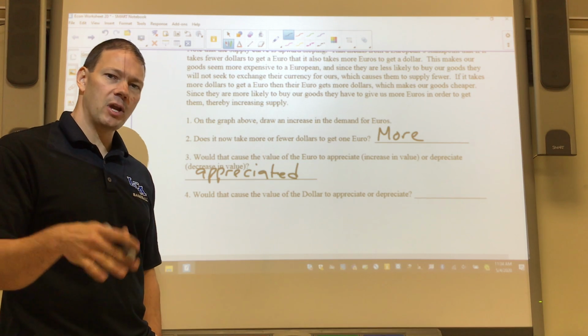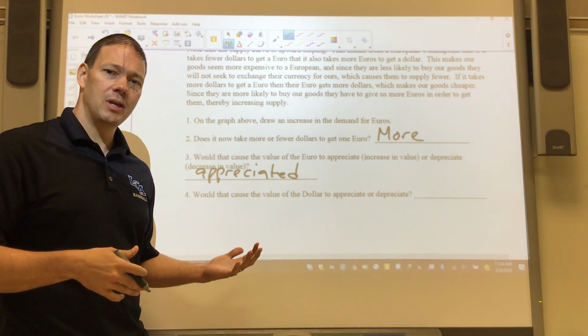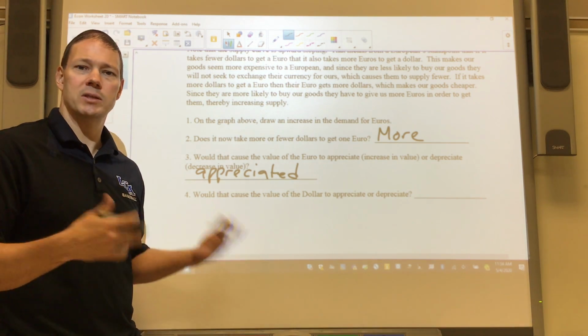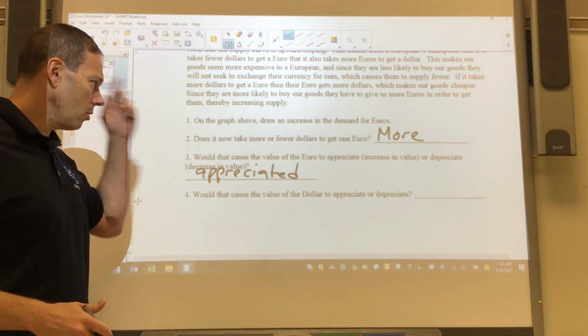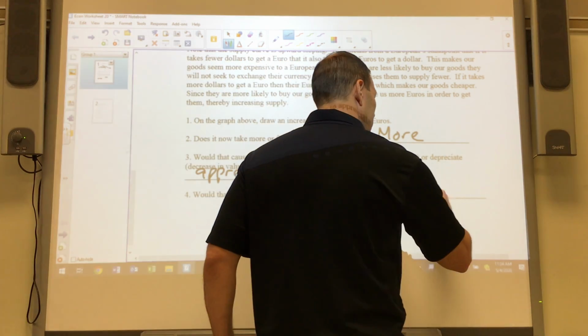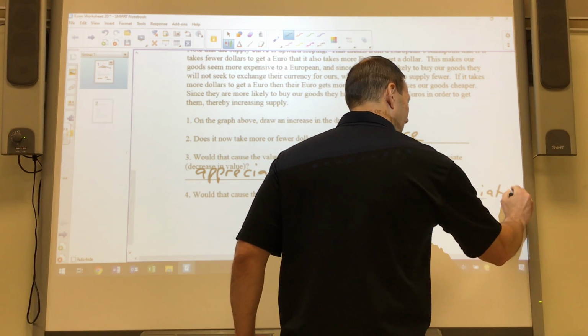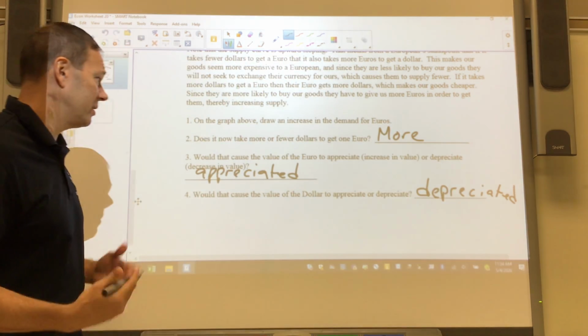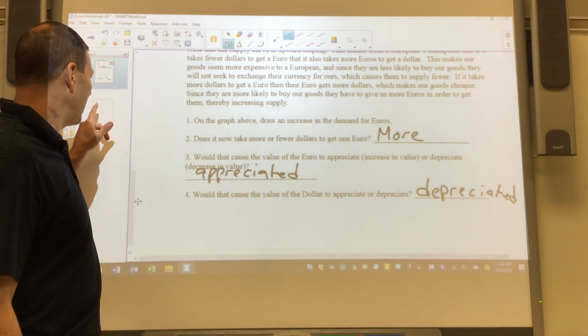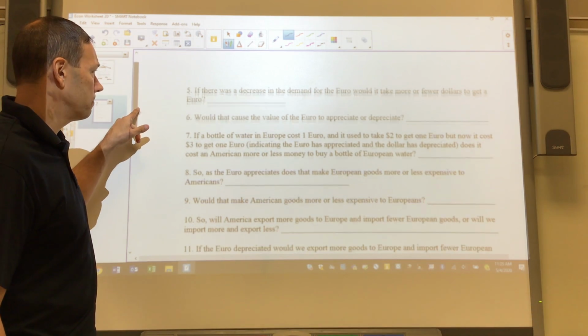They both can't appreciate. That'd be like saying both teams won the game last night. Well, if one team wins, the other team loses, right? So if the euro has appreciated, the dollar, of course, has depreciated. It is less valuable because now it takes more dollars to get the same thing. And so like inflation, it would be less valuable.